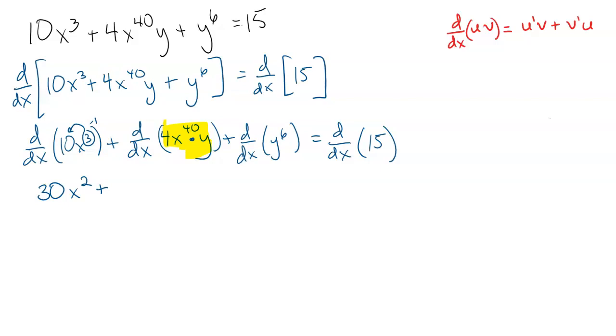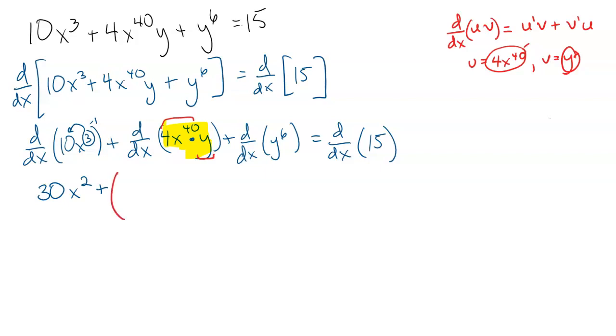So in this case right here, if I think of the first part being u, so our u is going to be 4x to the 40th, and our v is our y here, then we can apply the product rule by just finding the derivative of this first part, then times y, plus the derivative of the second one, times this 4x to the 40th. So let's do that piece next.